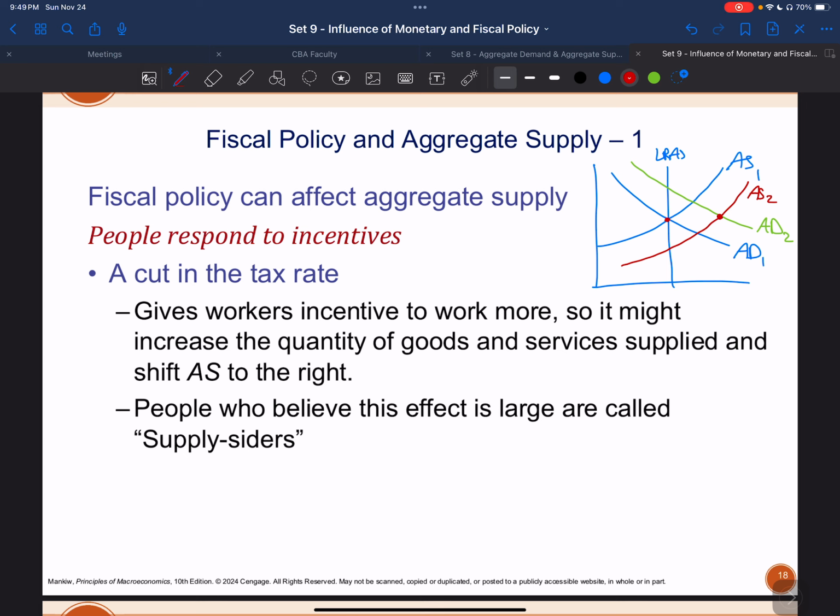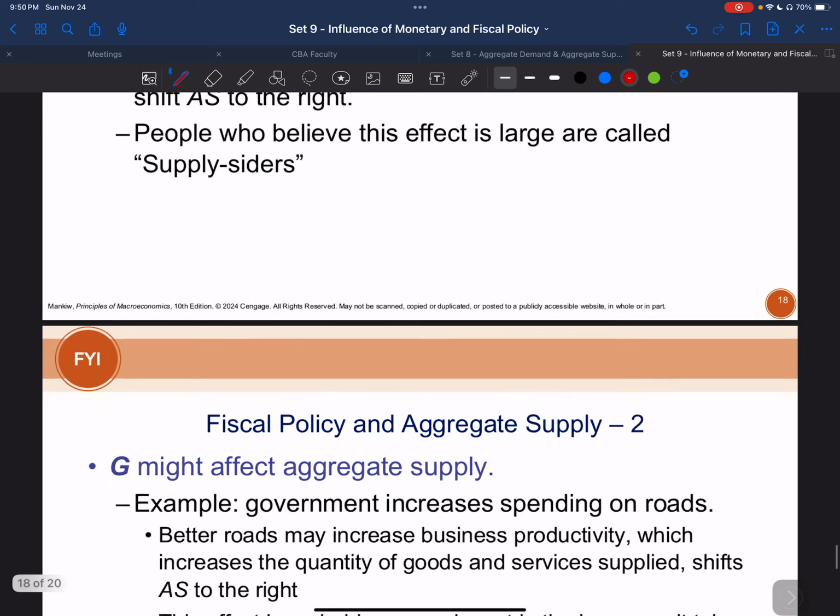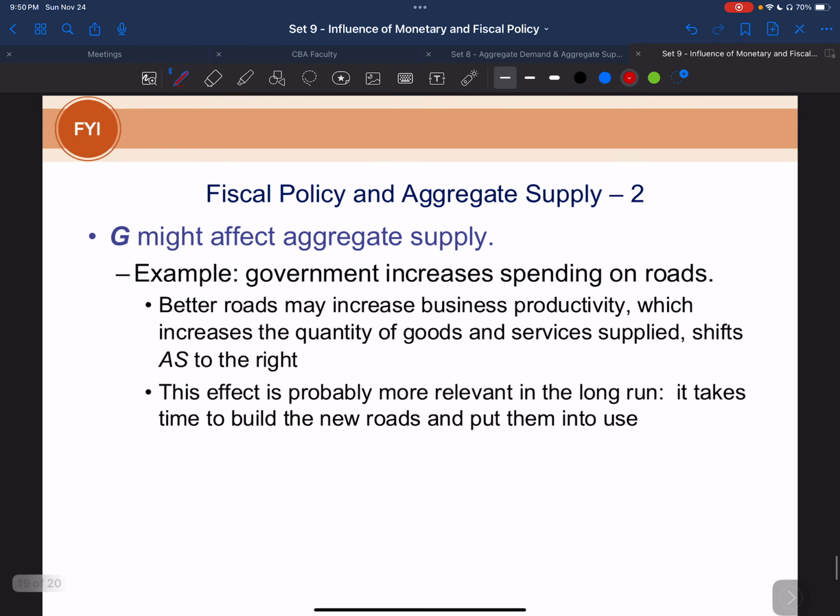People who believe this effect is large are usually called supply siders. Among the economists, a group of people believe that this effect is very large, and they are called supply siders.